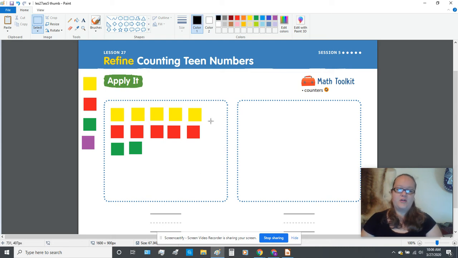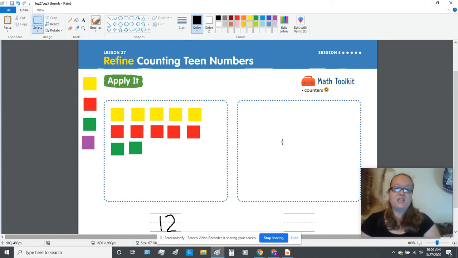What number did I make? I know I have a group of 10. How many extras did I put in there? That's right, I put 2. So I'm going to write the number 2. And we just saw this on our warm-up, didn't we? What number did we just make? We made the number 12. Excellent job. Now I'm going to come back over to this box.